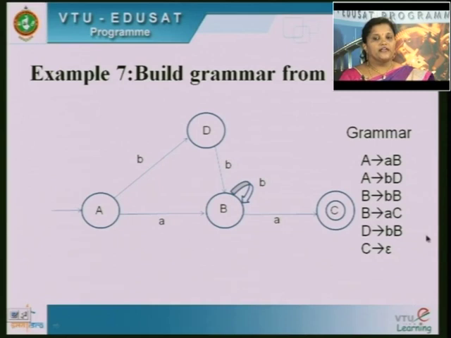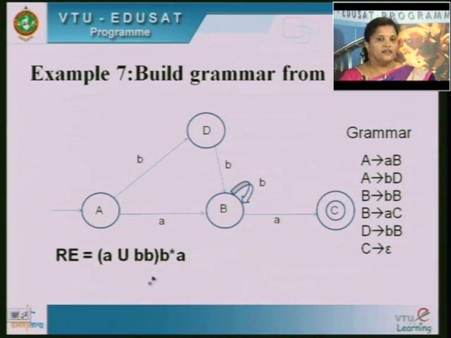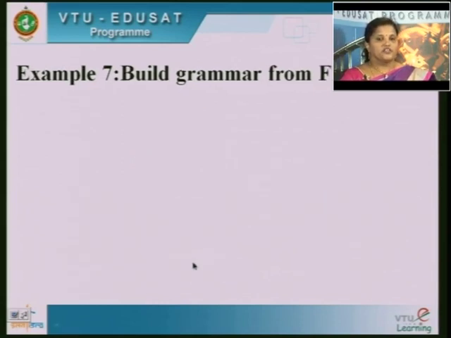So, you can write B derives AC. Next, D is making a transition to state B with small b. So, we can write D derives BB, and here since C is the accepting state, you can always write C derives epsilon. Okay. So, this is the example we have discussed in the regular expression, and if you want to write the regular expression, it will be either BB, A union BB followed by B star A. So, this will be the regular expression.